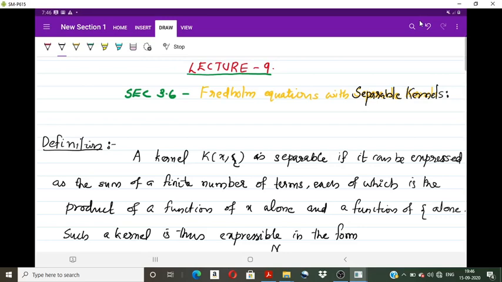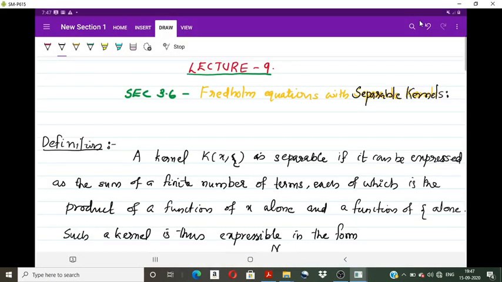In this lecture we will discuss section 3.6, that is Fredholm equations with separable kernels. As the name indicates, we will first define what separable kernels are, and if the kernel is separable, how we can find the solution of Fredholm integral equations with separable kernels. So first of all, the definition of separable kernels.